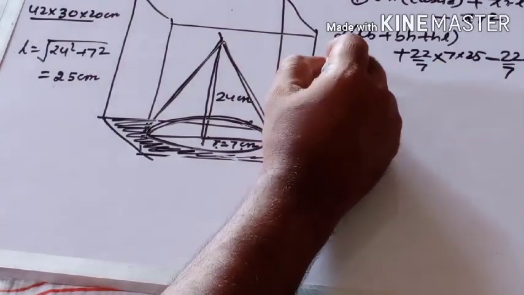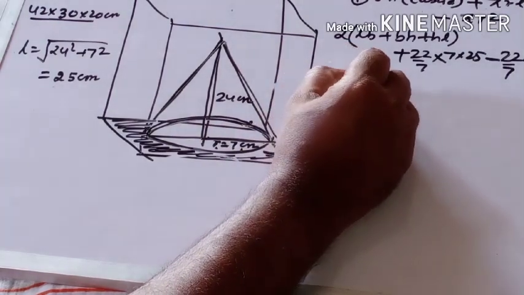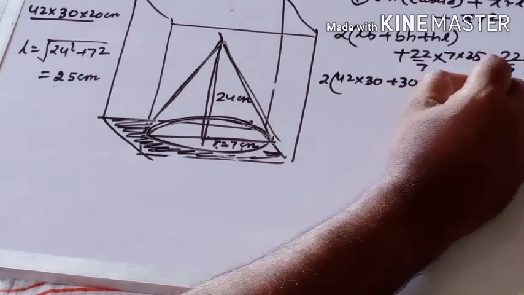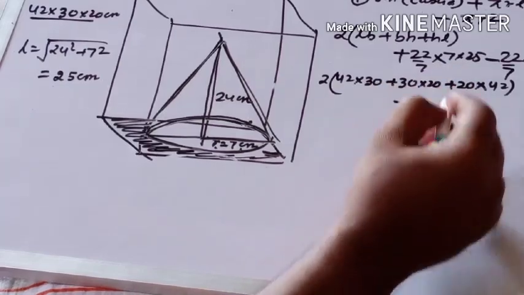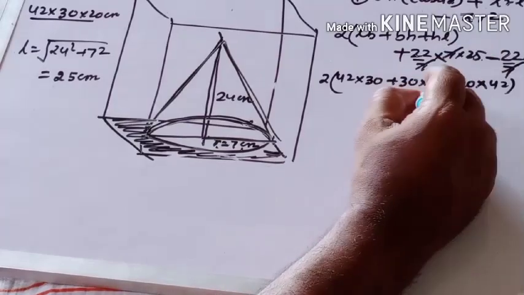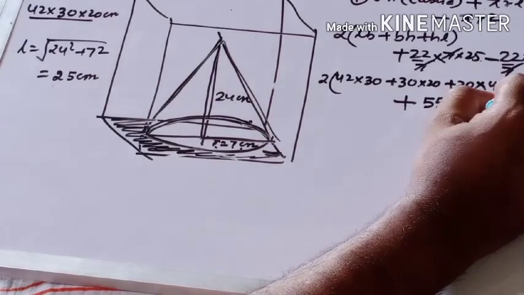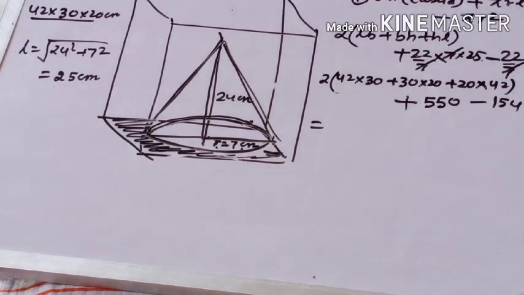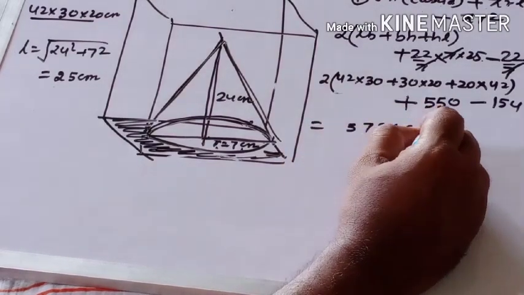So what will happen? 2 into length into breadth, that is equal to 42 into 30 plus 30 into 20 plus 20 into 42, plus 7 is cancelling this, 7 is cancelling this, 22 into 25 will be plus 550, and from it this is minus 154. After calculation this value will come out as 5796 centimeter square.